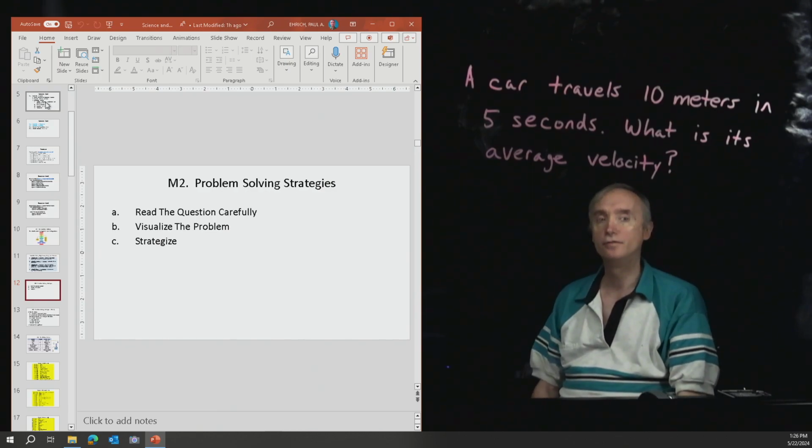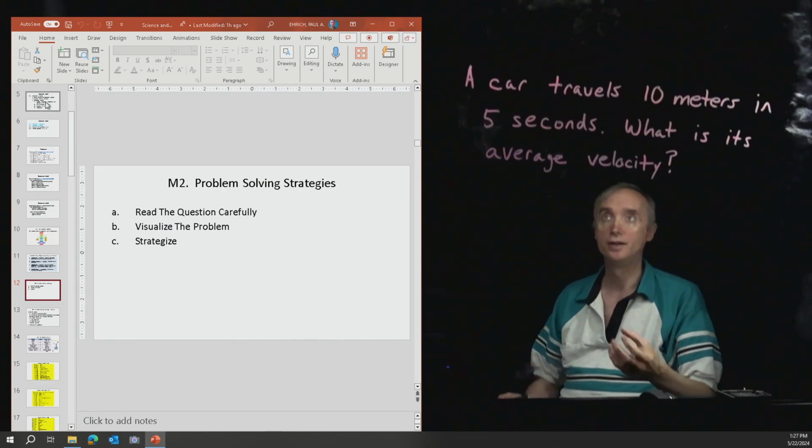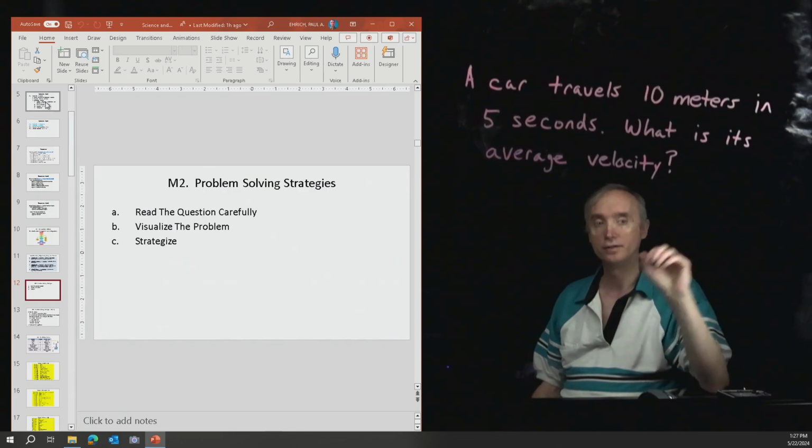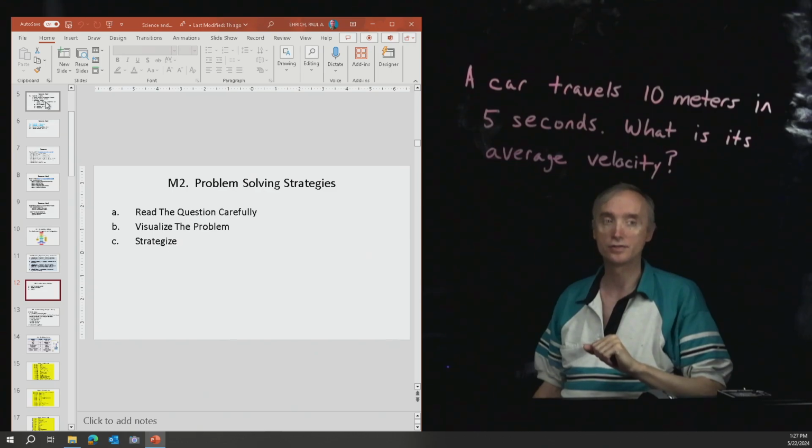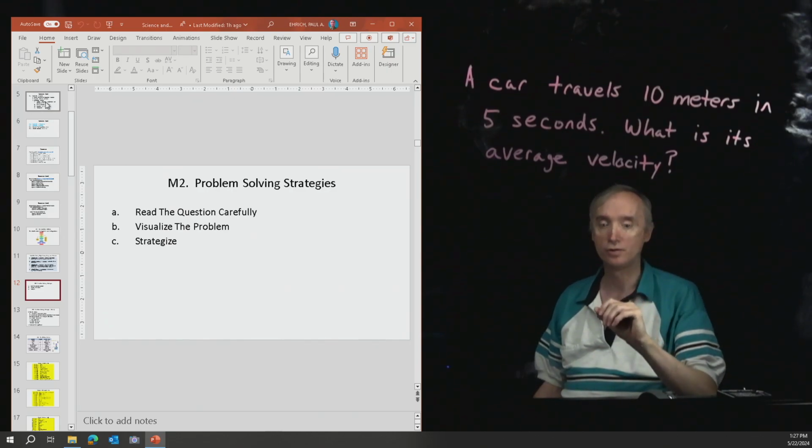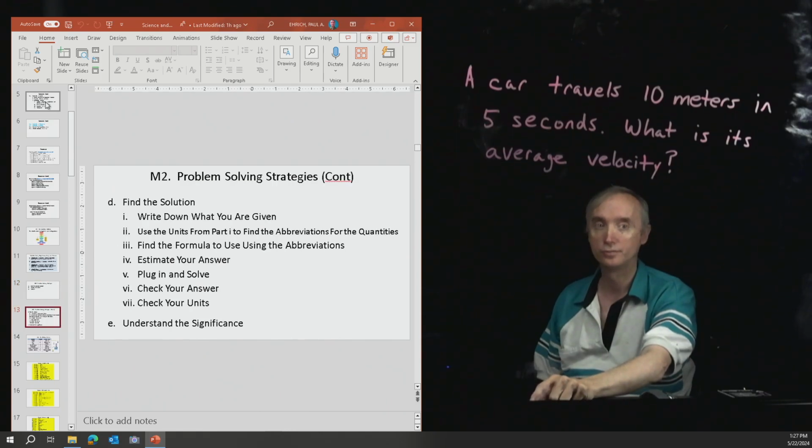Okay, then visualize the problem. So perhaps you can see in your mind's eye this car traveling 10 meters in 5 seconds. You might even want to make a picture of what is going on here. So next we're going to strategize. How are we going to go about solving this word problem?